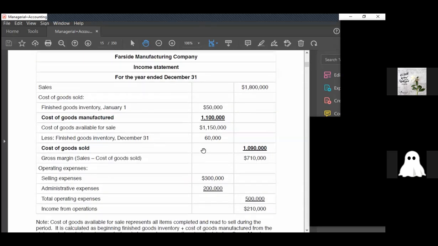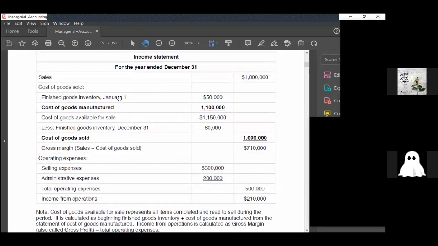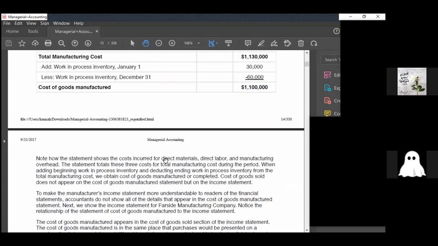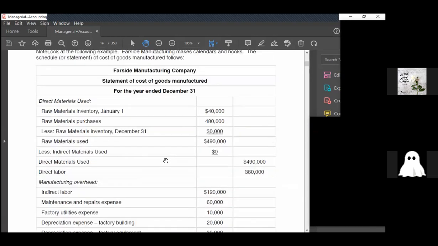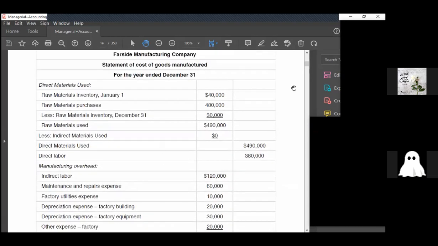And in the third step, it moves to the income statement. Income statement that we solved before for financial statements, that's the same here. We have income, sales here, then cost of goods sold, and then we have our operating expenses here. So we'll come to that statement later. First, we'll look at the statement of cost of goods manufactured.